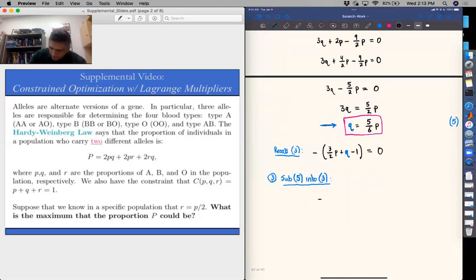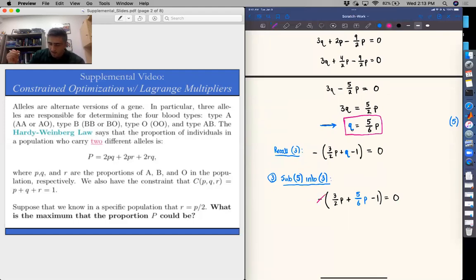So if we go ahead and do this, I have minus the quantity 3 halves p plus 5 6ths times p, and then minus 1 equaling 0. And now if we look at this, we see an equation only in terms of p, so we can solve for the value of p. So we only have one equation, one unknown at this point. So let's go ahead and do that.